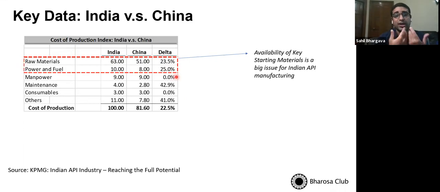That is also much higher in India. So the punchline is, once you factor in all these costs, producing an API in India versus China, India is 22% more expensive. And that is a big deal.